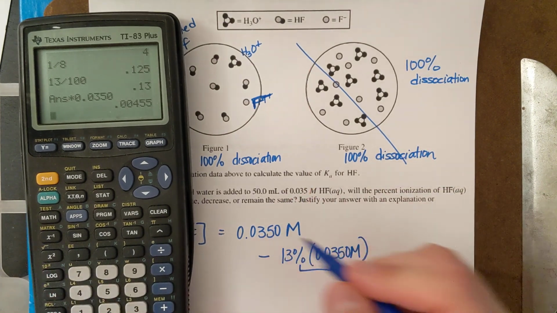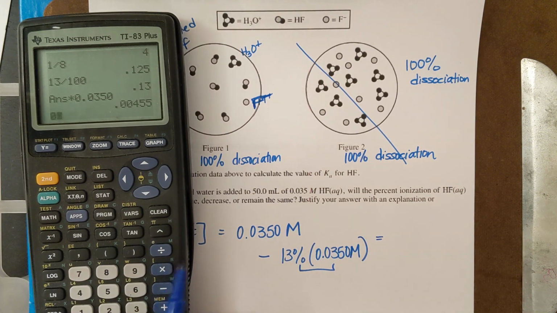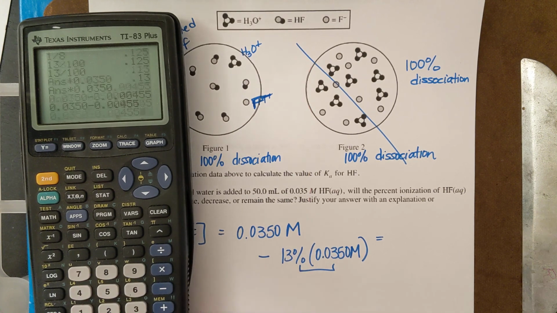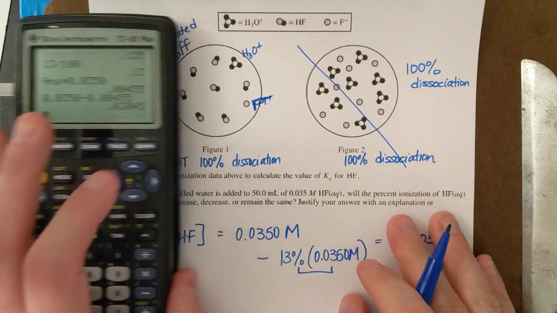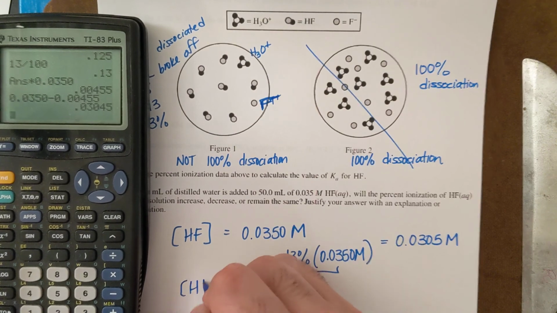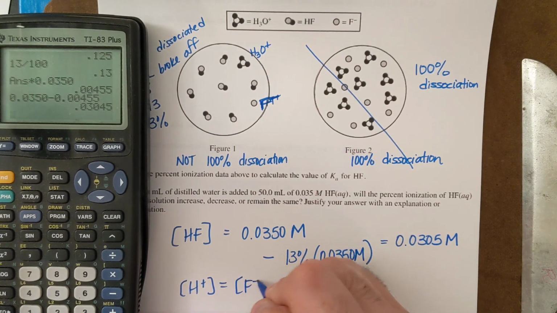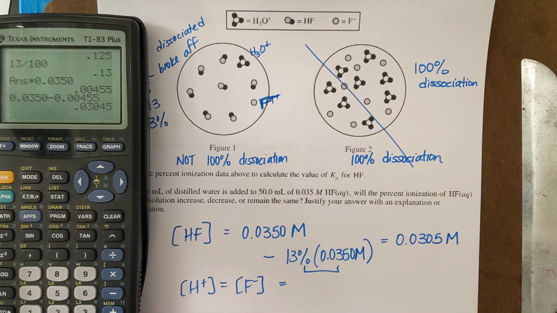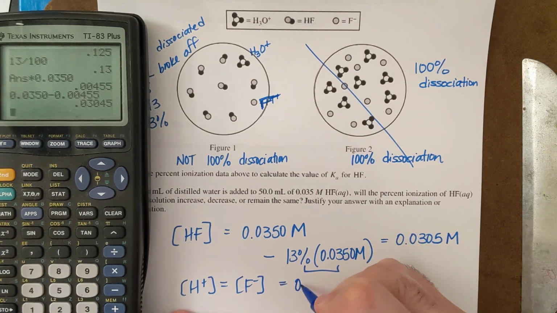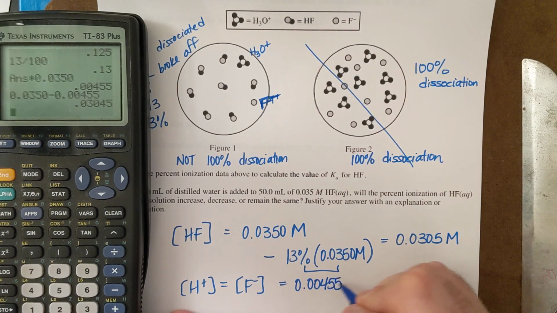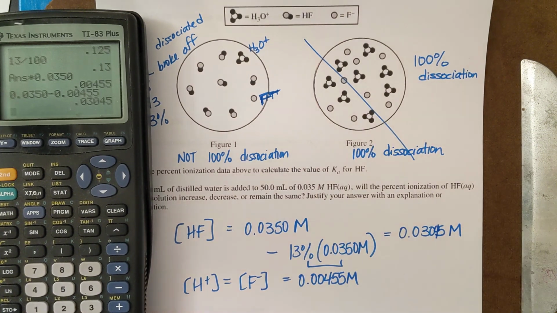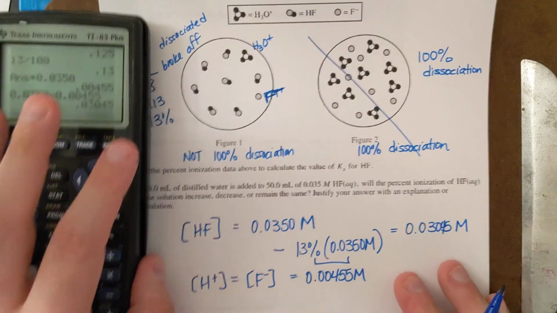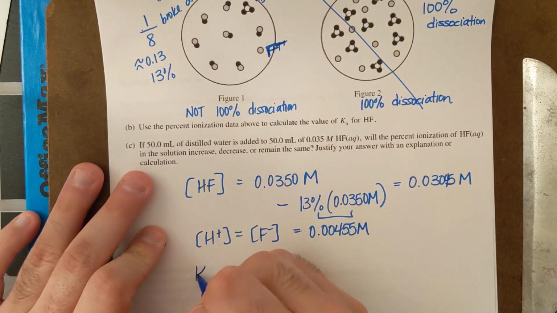So I'm going to be left with 0.0350 minus 0.00455. I'm left with 0.03045, which I'm going to round to 0.0305 molar. And then my concentration of H plus is going to be equal to my concentration of F minus because of the ICE table. It's going to be 13% of 0.0350, which is 0.00455 molar. Okay? Actually, let me put this back to 0.03045. Doesn't matter. All right, now I basically have my equilibrium concentrations of everything.